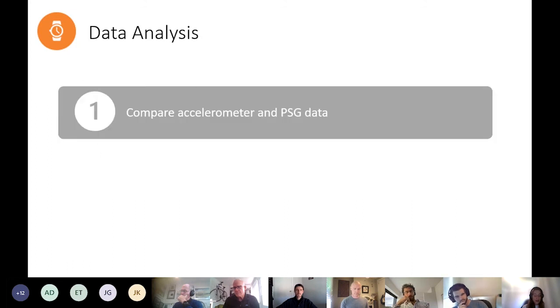So I'll compare the accelerometer data and the PSG data. Measures that I will look at include time in bed, sleep duration, sleep efficiency, sleep onset latency, the amount of time from getting into bed until falling asleep, and wake after sleep onset.